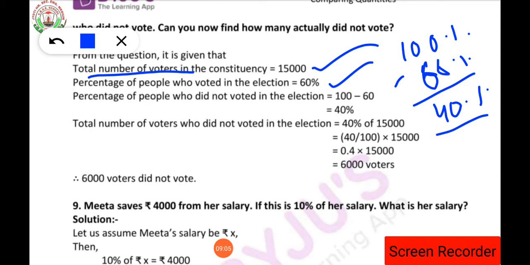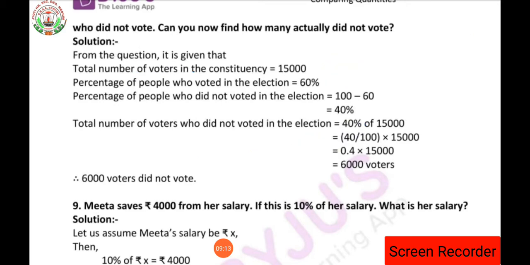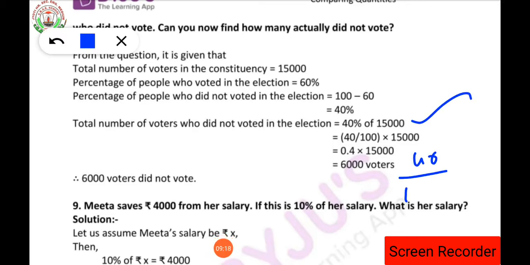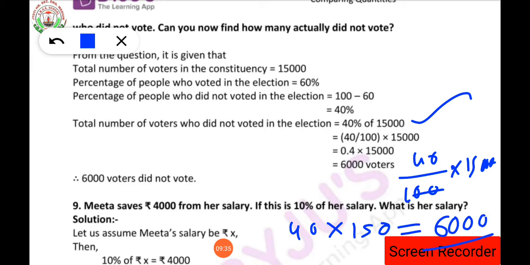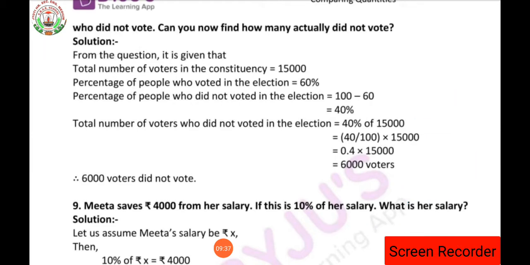It will be 40%. That means 40% of the people did not give their votes. Okay, so 40% of 15,000 we are going to find. So 40% of, that means into 15,000 we are going to find. So 40% will be 40 upon 100 into 15,000. Okay, so 2 zeros from the numerator and denominator will get cancelled. So 40 into 150, you will get the answer as 6,000 people who did not give their votes in the elections. So this is the solution of the 8th question.